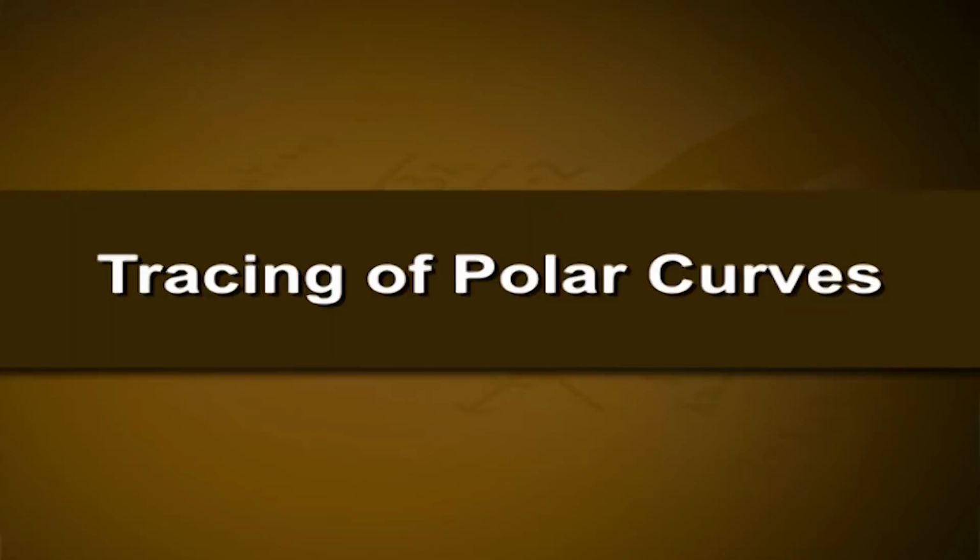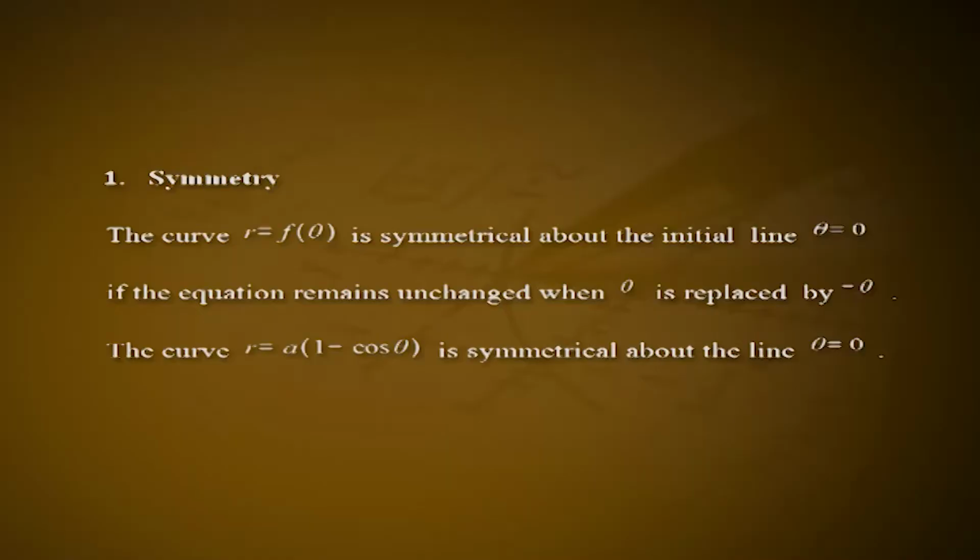Tracing of polar curves. The following points may be taken into consideration while tracing polar curves of the type r = f(θ). 1. Symmetry. The curve r = f(θ) is symmetrical about the initial line θ = 0 if the equation remains unchanged when θ is replaced by -θ. The curve r = a(1 - cos θ) is symmetrical about the line θ = 0.